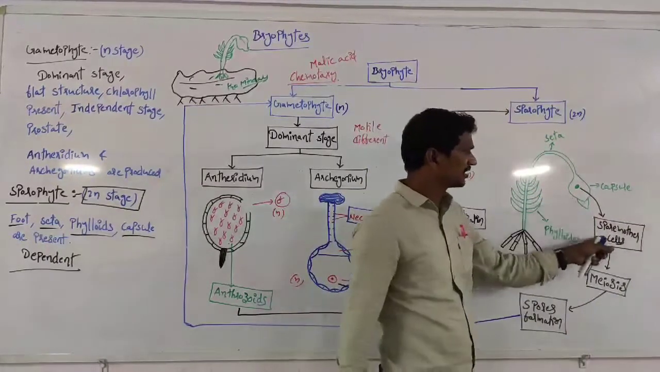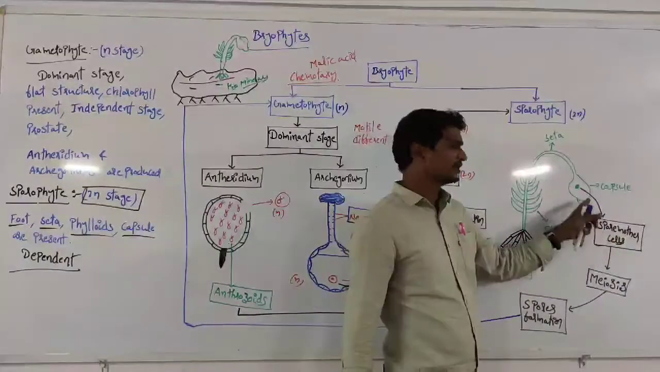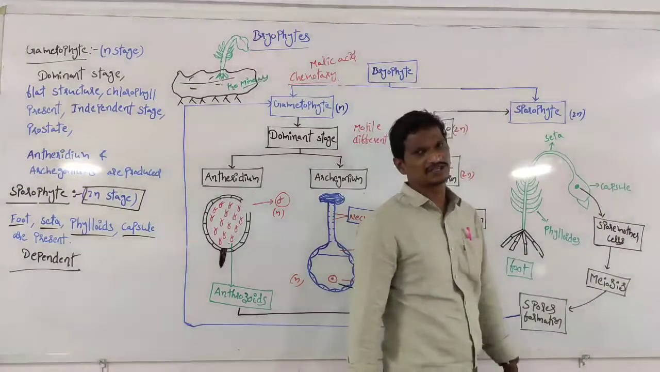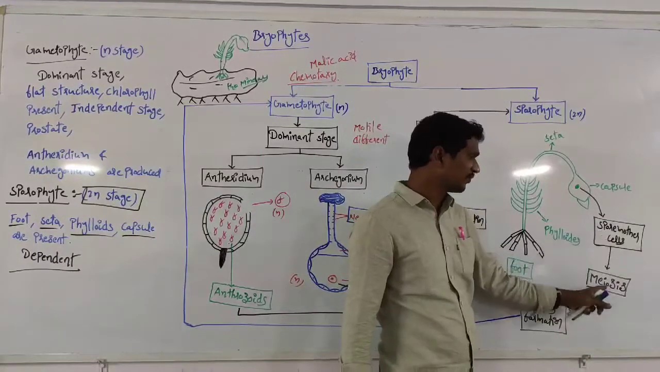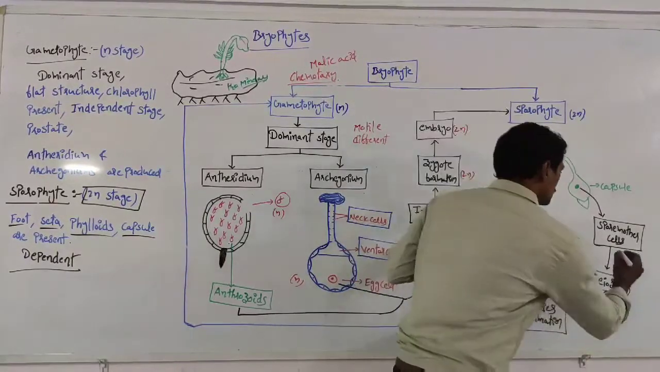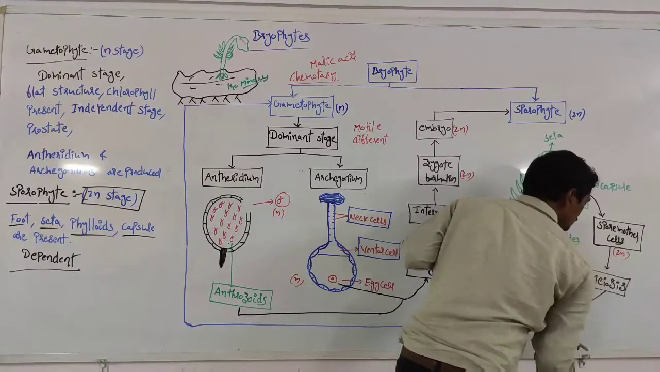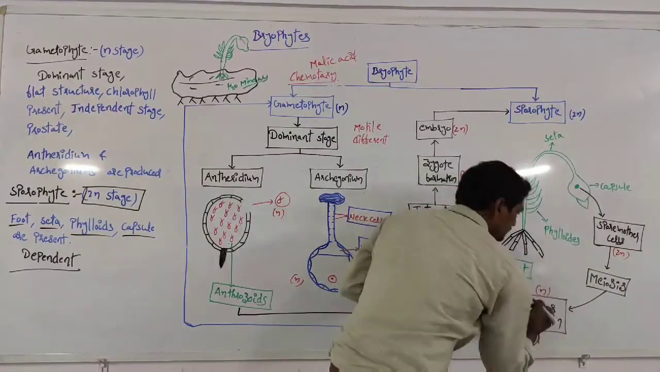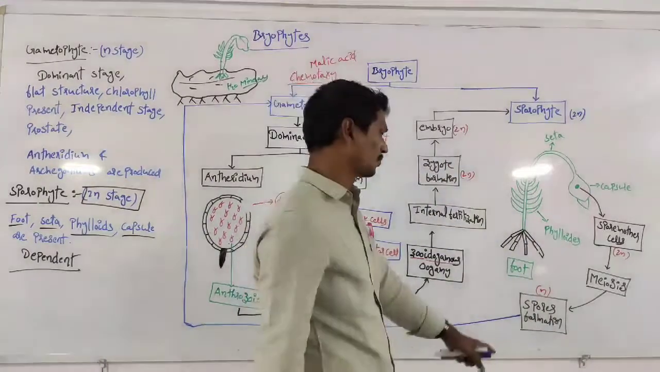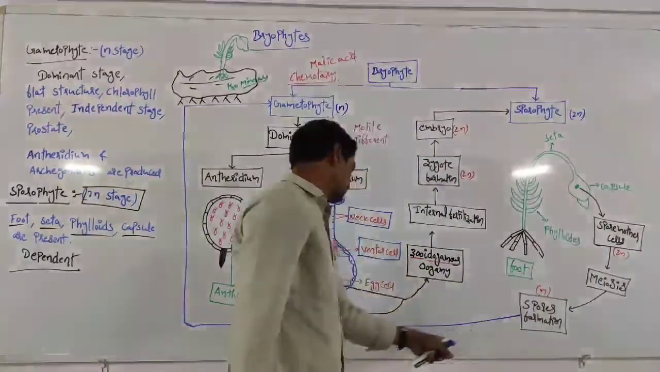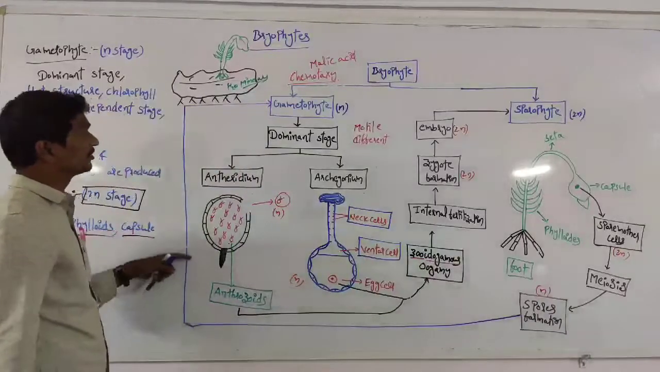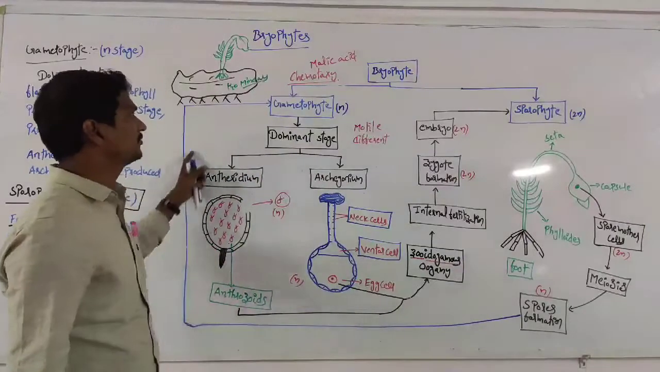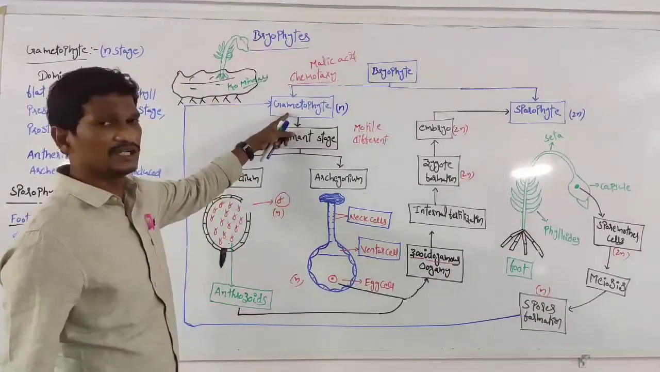The capsule contains the spore mother cells. Inside the capsule there are spore mother cells, which are involved in the meiosis process. The spore mother cell state is the 2n state, which undergoes meiosis. Spores are produced. The spore state is the n state. These spores are again involved in the formation of the gametophyte. The gametophyte state is the n state.